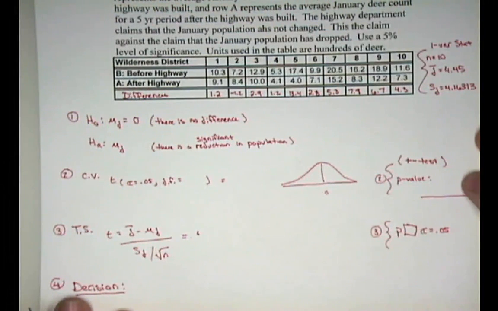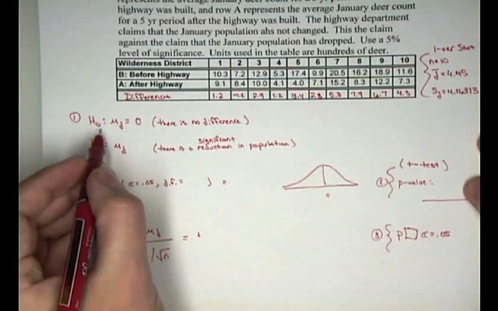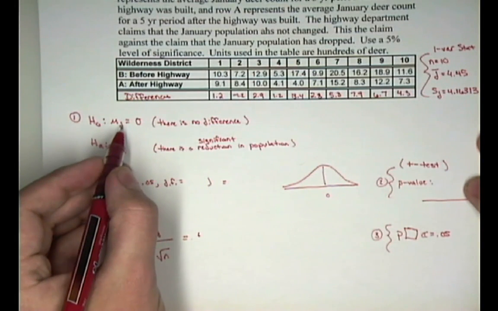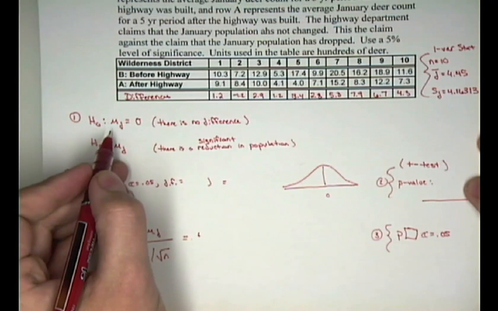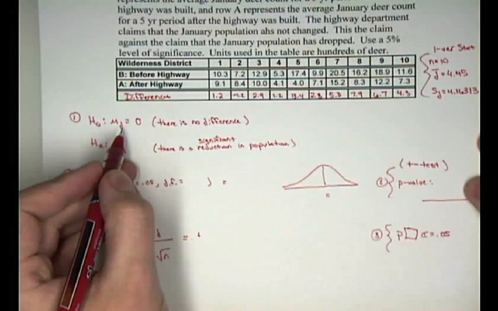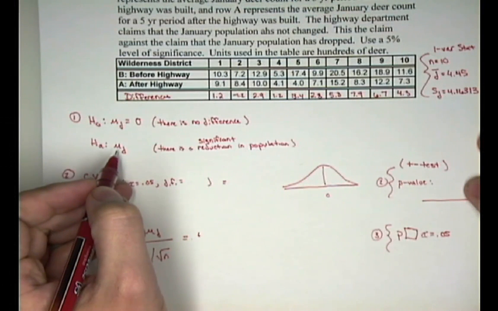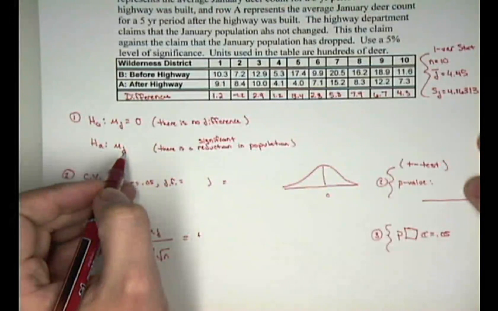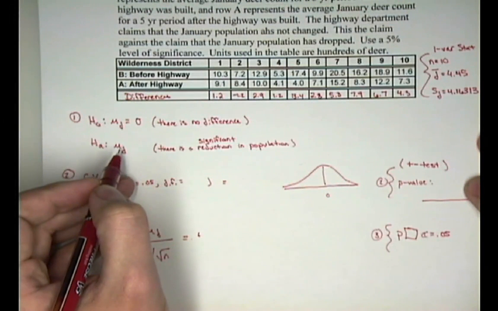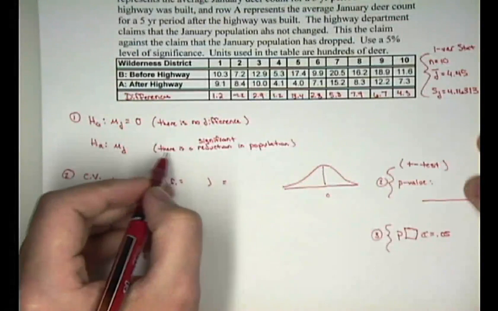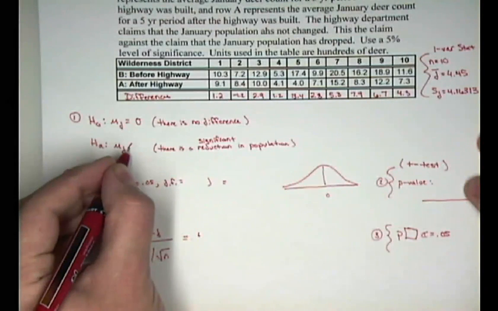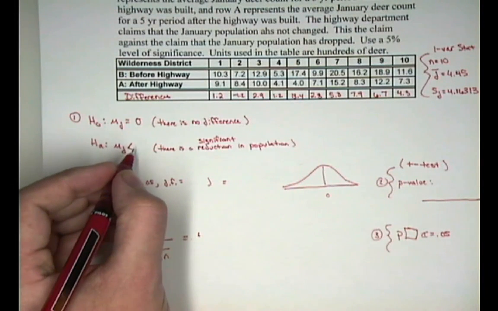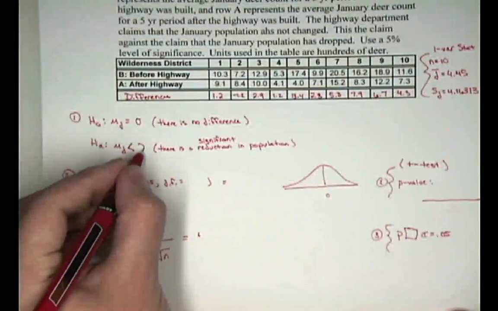Now, we're going to do a hypothesis test using a 5% level of significance, and we're testing the null hypothesis that they're claiming, which is there is no difference between the before and the after in regards to deer population. And we're trying to test the claim that due to this highway, maybe the deer population has reduced. So there is a significant reduction in deer population. The symbol for a reduction is less than. Okay, the deer population has reduced.